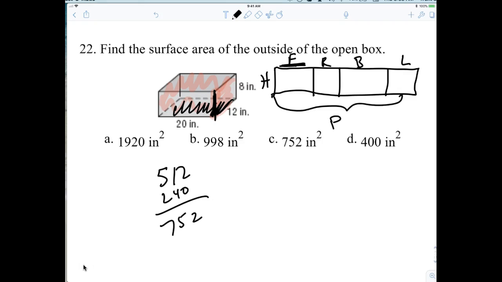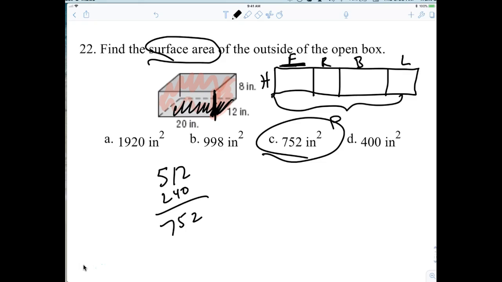What is that? 512 is the lateral area. Why do you need a lateral area? Because we're finding the surface area. Well, the surface area is the lateral area plus the area of the bases. So 2B plus the lateral area, which is the perimeter times height. Or you can just do a little formula on that.